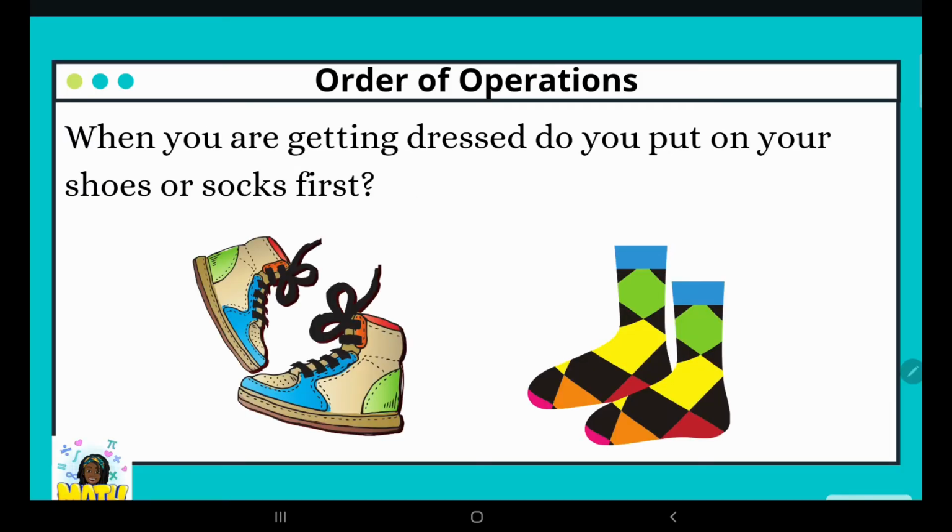Now let's think about when you're getting dressed. Does it matter if you put your shoes on first, or does it matter if you put your socks on first? Does order matter in this case? Can you put your shoes on and then your socks? Well, we know that realistically, right, you'd put your socks on first and then your shoes. So in this situation, order does matter. And it's the same concept behind order of operations. When we think about doing math problems, the order in which we do the math problems will matter.